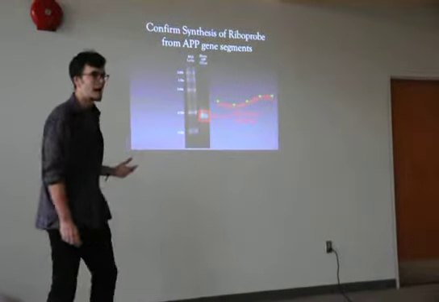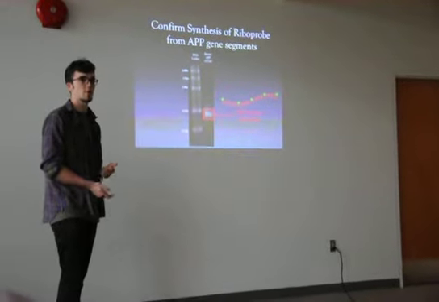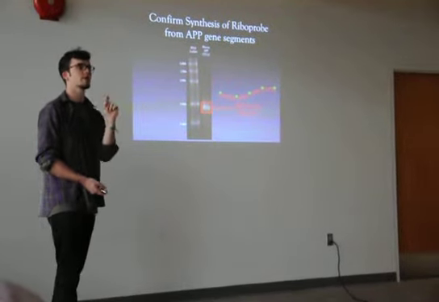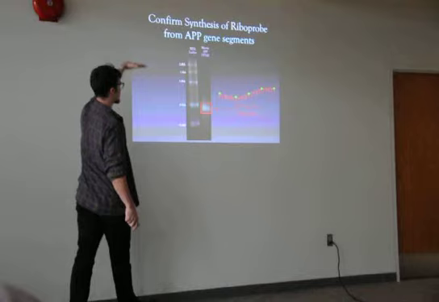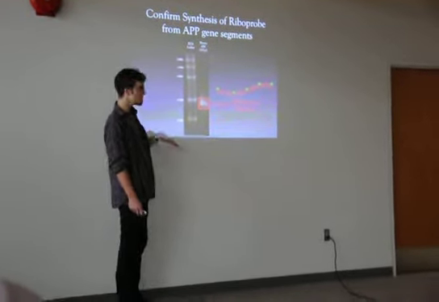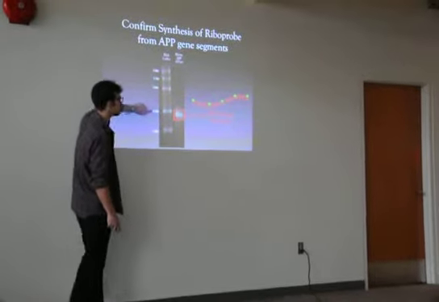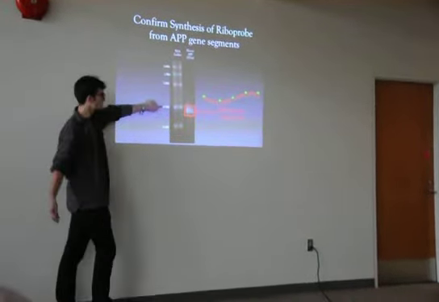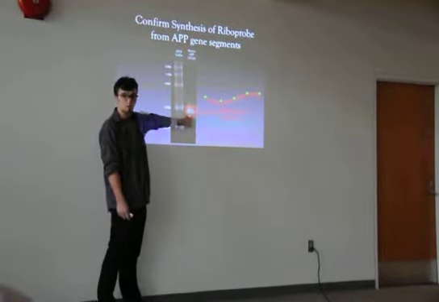And I do the same thing after I've synthesized my riboprobe, hopefully. I check and make sure that I've actually done that using this porous gel material again. So I force it through the gel, and the gel sorts these gene segments by size. And on the left here, you can see a 500 base marker, 500 A's, C's, G's, and T's. On the right is my riboprobe, hopefully.